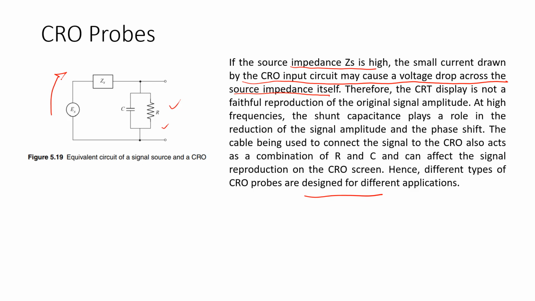Okay, so how to define the source impedance here in the CRO probe is very important, because different types of CRO probes have different source impedance. So it will affect the characteristic display on the screen. So you can see here, we have the parallel of the capacitance and also resistance here. The combination of the R and C also affects the signal reproduction on the CRO screen.